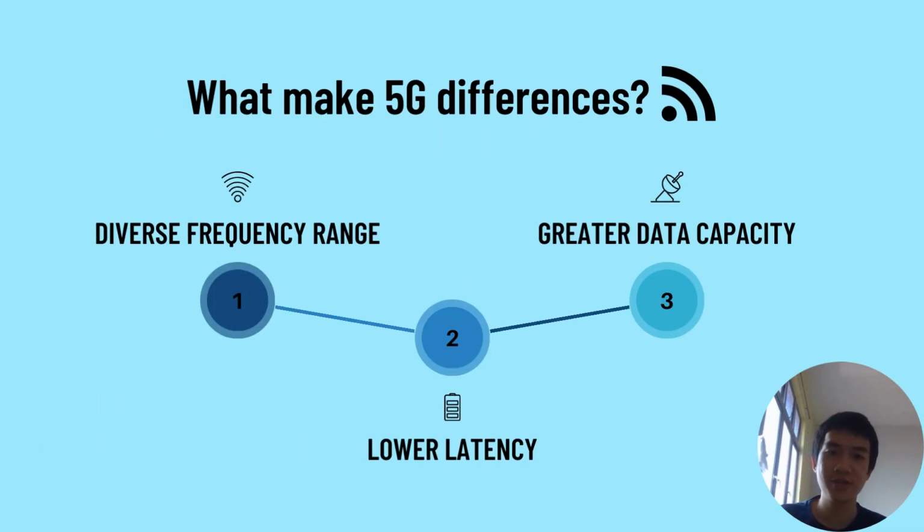So what makes 5G different? First, it provides diverse frequency usage. We mean that it has frequency bands from lower bands to provide better coverage and higher bands for increased data speed in densely populated areas. The second one is lower latency. So what is meant by latency? Latency is the time required to transmit data from one device to another device. 5G's ability to significantly reduce latency gives us better real-time interactions. The third one is greater data capacity. It is able to accommodate a massive number of connected devices simultaneously and support a growing number of IoT.